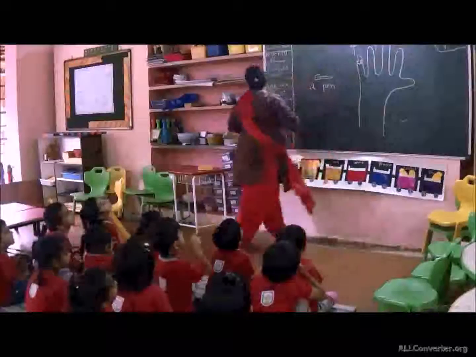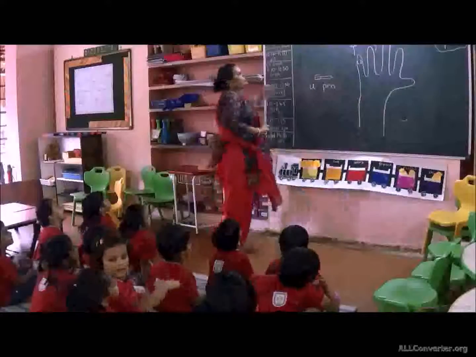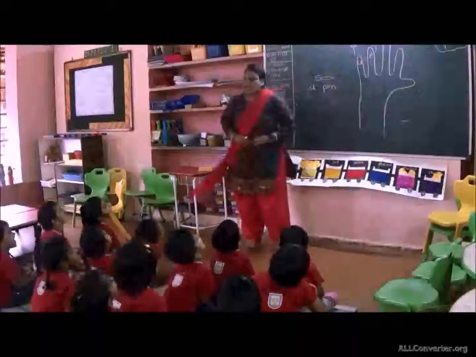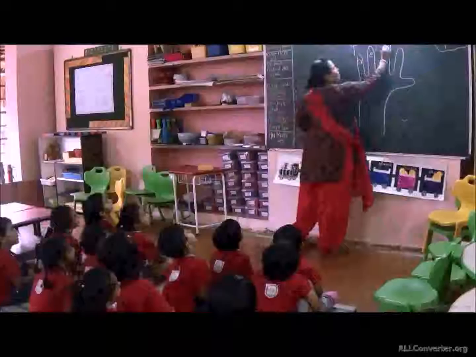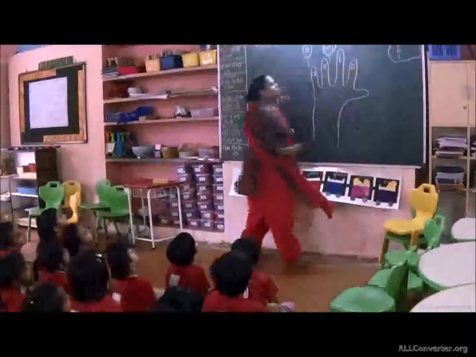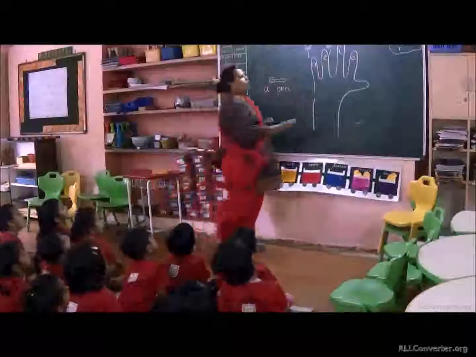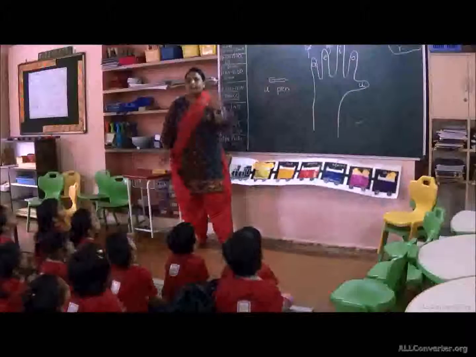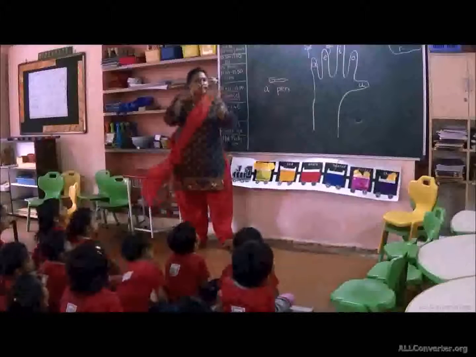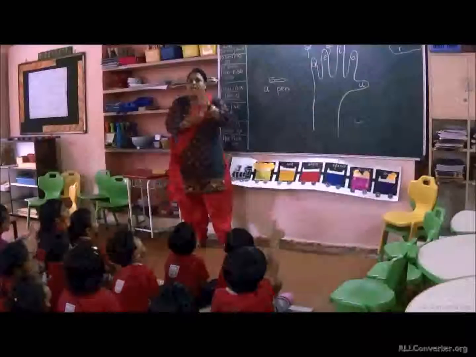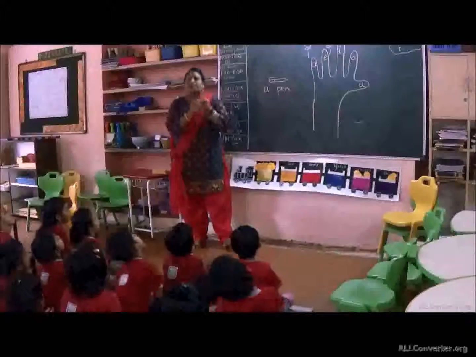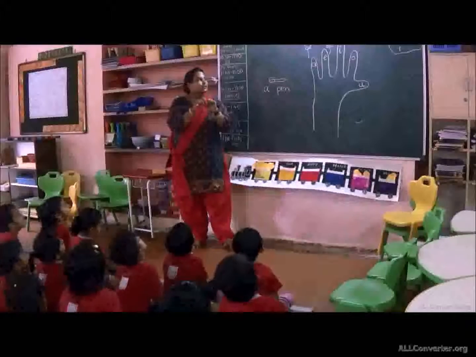What is this sound? A. What is this sound? A. What is this sound? E. What is this sound? O. And what is this sound? You have 5 fingers. In the last one, which sound have I kept? A. Everybody, come on. A, E, O.